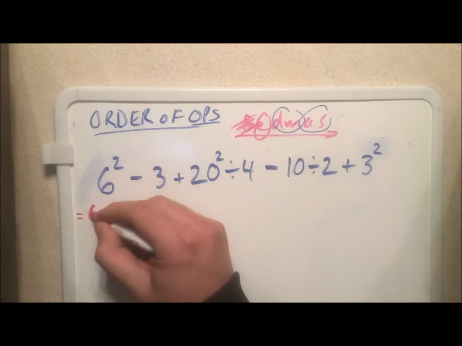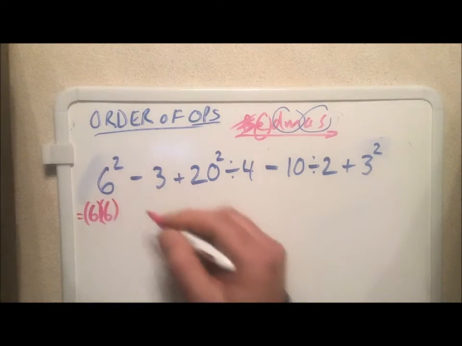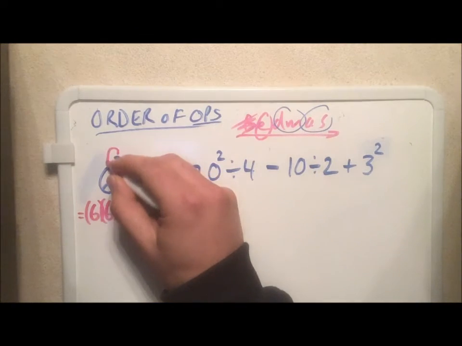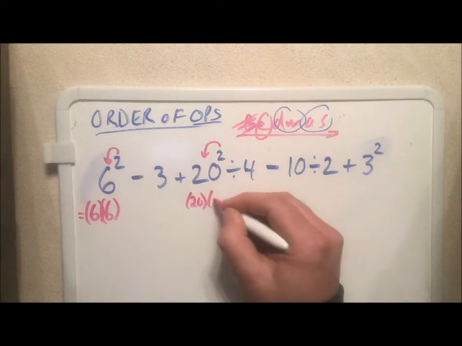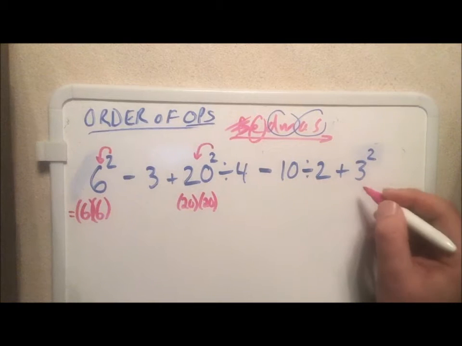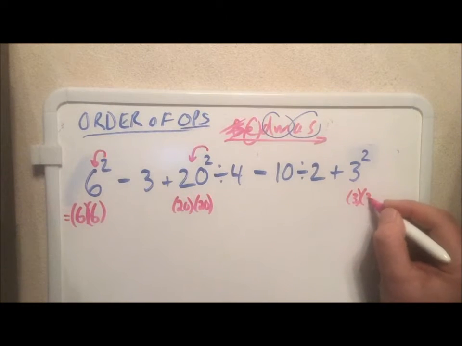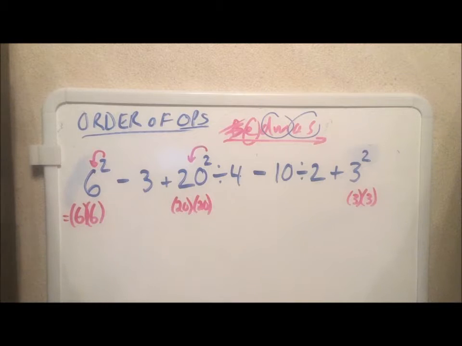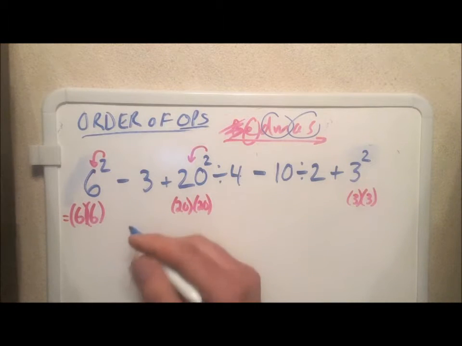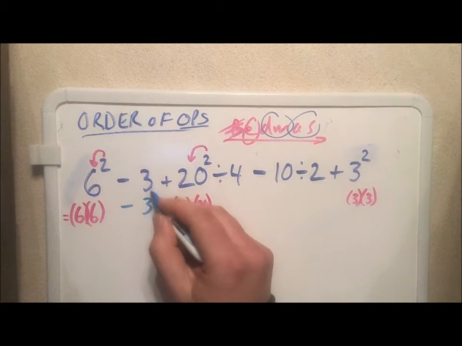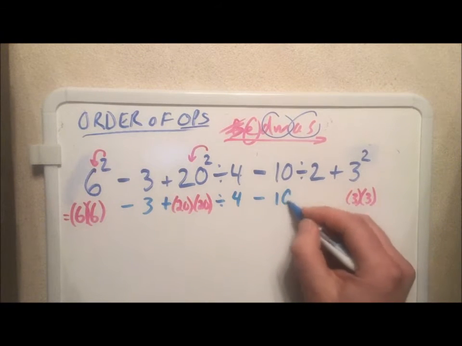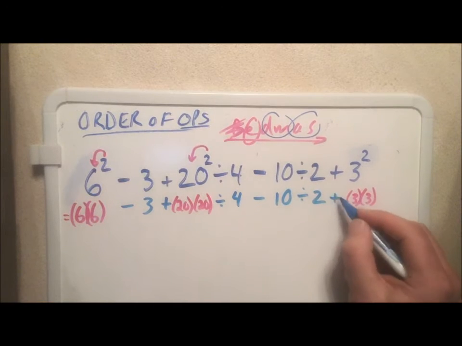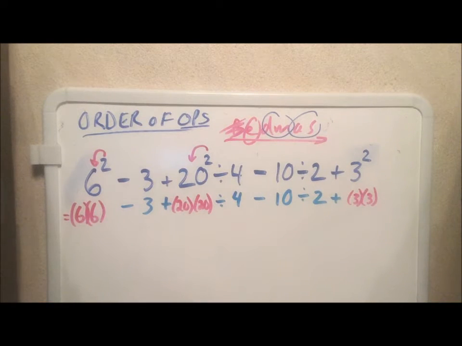That 2 tells us to replicate the 6 twice in a multiplicative relationship. This here applies to the 20, so the 20 gets replicated twice in a multiplicative relationship. And then over here, the 3 gets replicated twice in a multiplicative relationship. Everything else that we didn't touch comes straight down. For example, we didn't touch the minus sign, or the 3, or the plus sign, or the divide sign, or that, or that. Everything has to come right down where it was.